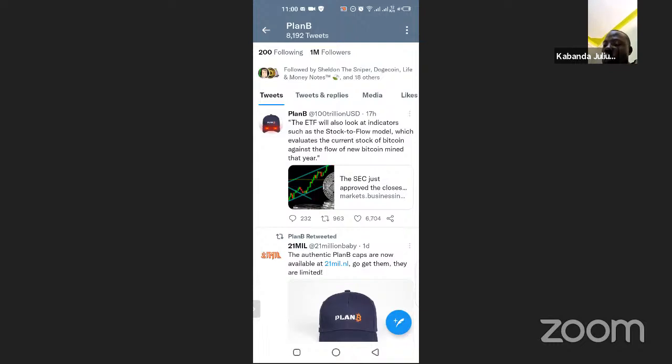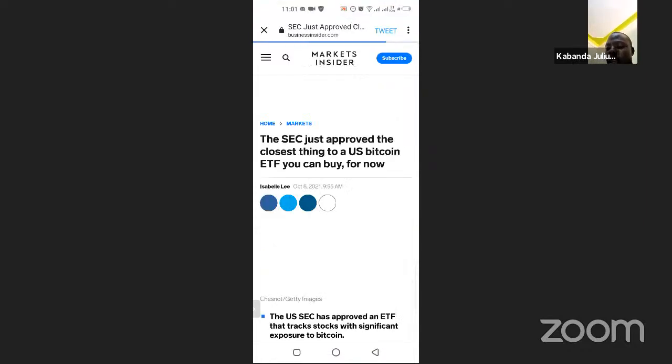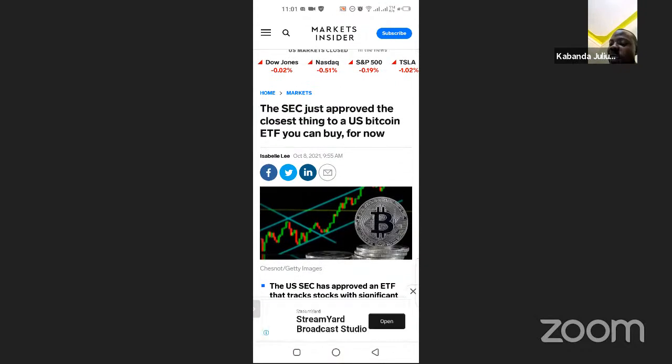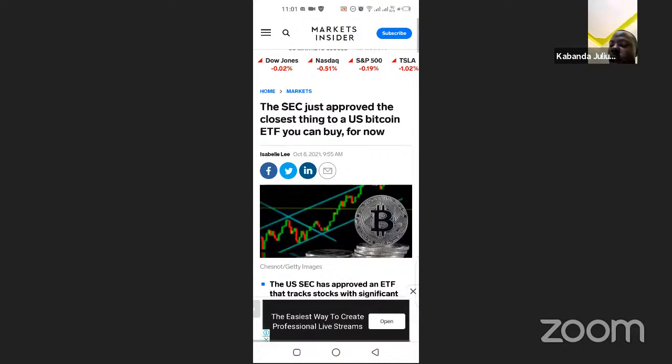The ETF will also look at indicators such as stock-to-flow model, which evaluates the current stock of Bitcoin against the flow of new Bitcoin mined. This is Plan B. If you follow Plan B on Twitter, you know, this was news yesterday. The SEC just approved the closest thing to a US Bitcoin ETF you can buy for now.